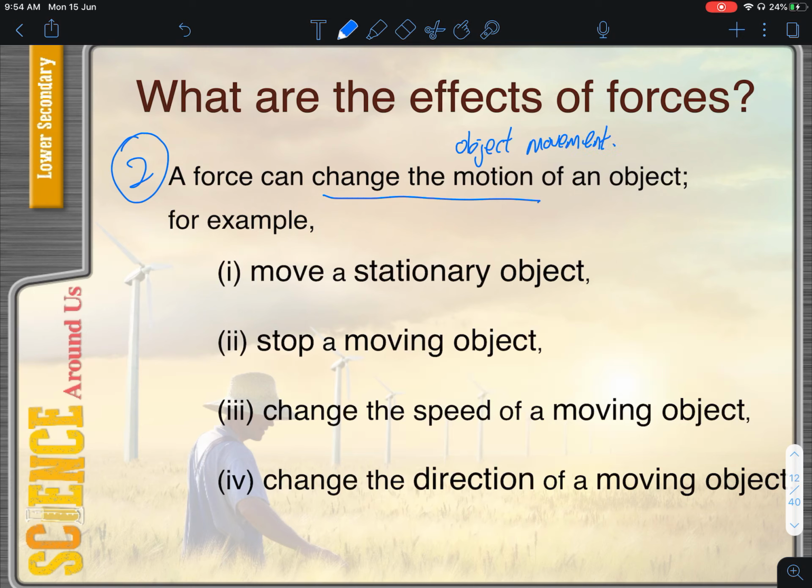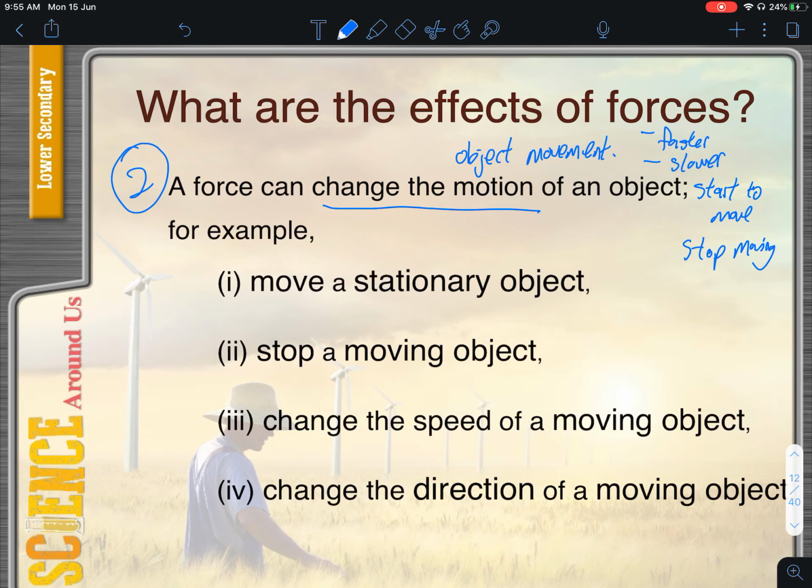So when we are talking about object movement, there is two ways. It either moves faster, so we are talking about faster, slower, start to move, stop movement, stop moving. So these are generally four main areas where we are talking about movement. So a force is able to make sure that you actually have these four examples.